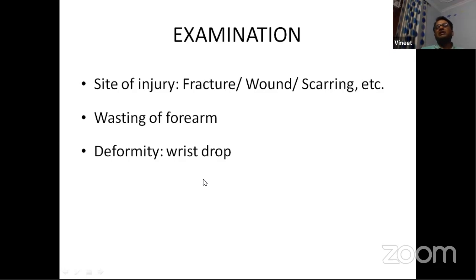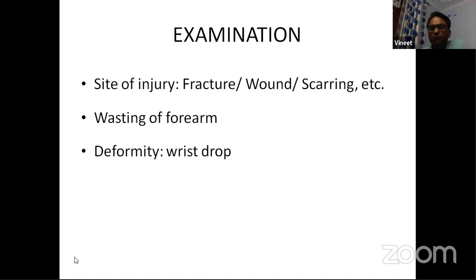One would be the site of injury, the local examination at the site. If there is a fracture, whether it is healed or not healed, are there any wounds? Are there any surgical scars? How is the soft tissue condition? Is there any sign of infection? Are there any sinuses? And so on and so forth.